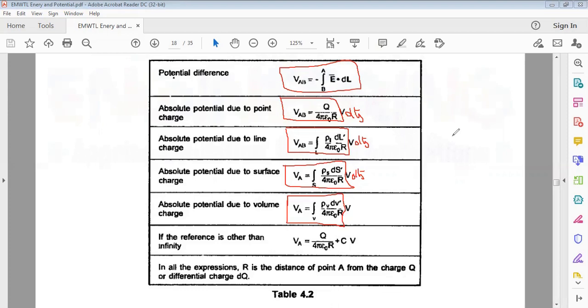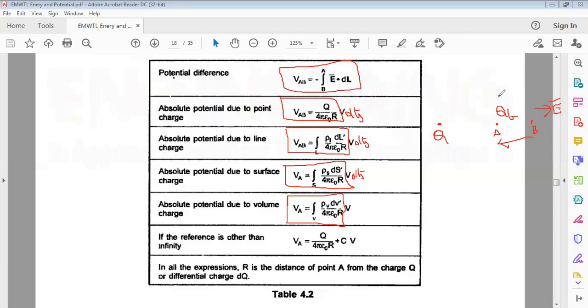In all the expressions, R is the distance of a point A from the charge Q or differential charge dQ. Suppose Q is here and the point A is the final value and the point B is the initial value, and we move the test charge QT from B to A against the direction of the electric field intensity E bar. There is a repulsion, so a force is exerted.